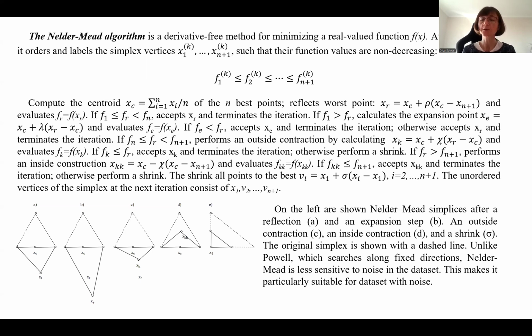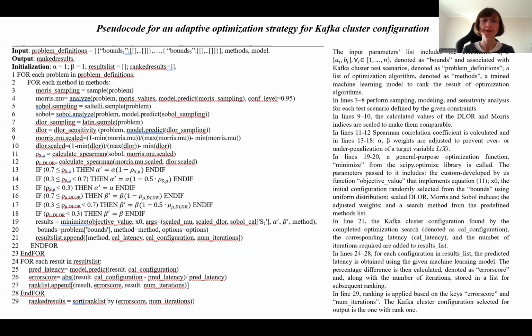The picture on this slide shows how the search directions are found by this method, and it is visible that unlike Powell, which always searches points along a fixed direction, here we can see the diversity. Due to this feature included in this algorithm, it is good for a dataset with noise.